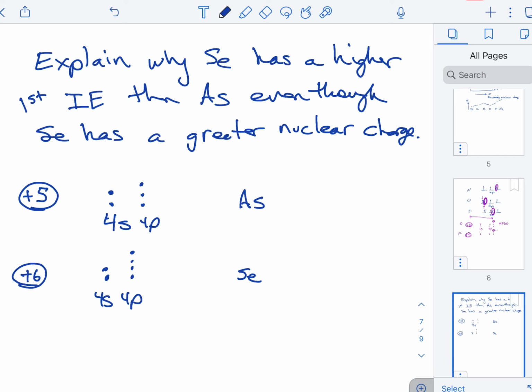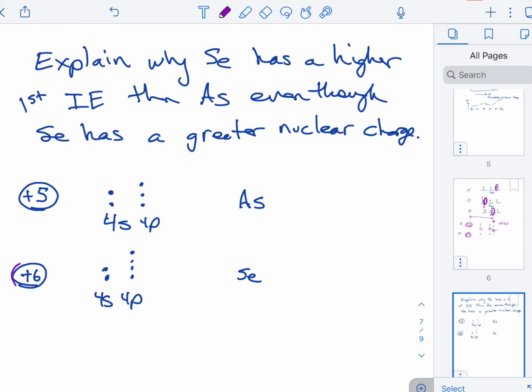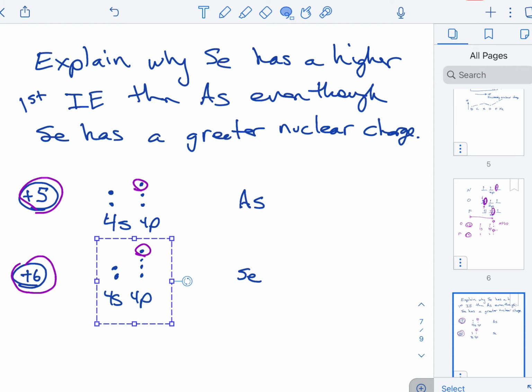You would think that selenium would have the greater ionization energy, right? Because you're looking at a +6 nucleus, -1, versus a +5 nucleus and a -1. More or less the same distance because they're both 4p. These are meant to be lined up because I'm trying to imply that they're more or less the same distance. So something is weird here, right? Because we would have predicted that selenium should have the higher ionization energy than arsenic. And when we run into this, we say, oh, this model doesn't work. We need to switch models.